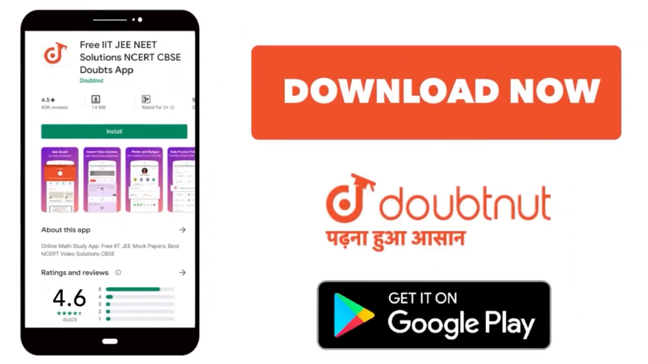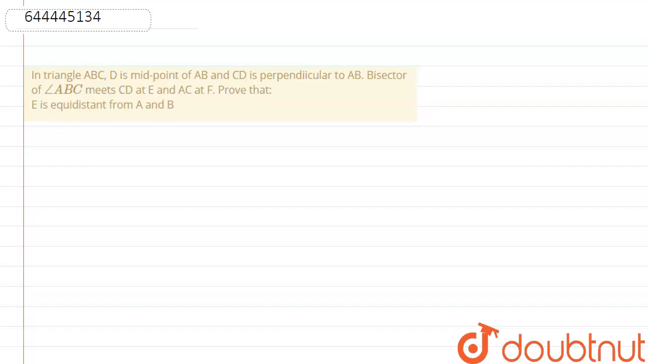Hello friends, here the question is: in a triangle ABC, D is the midpoint of AB and CD is perpendicular to AB. The bisector of angle ABC meets CD at E and AC at F. Prove that E is equidistant from A and B.